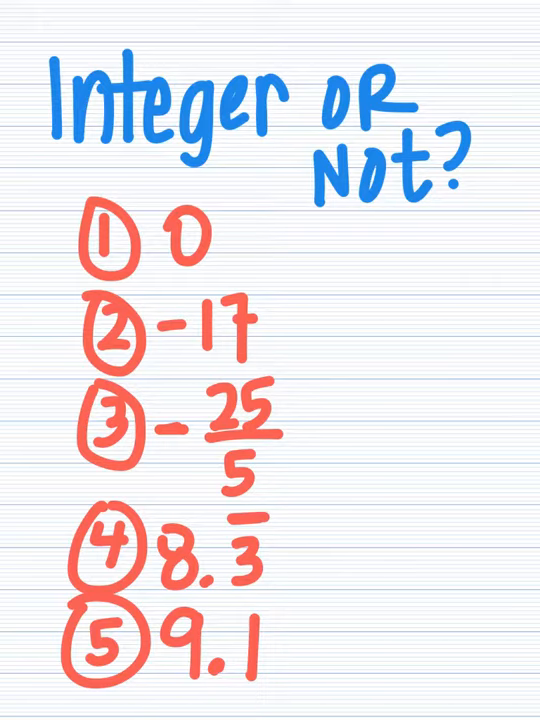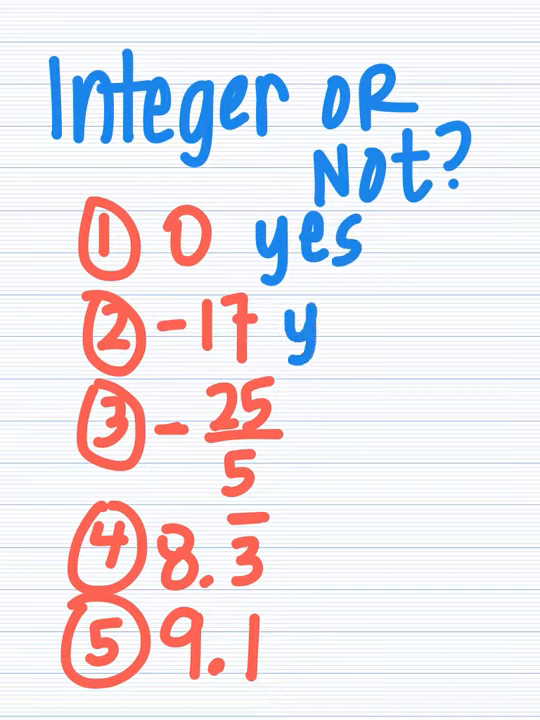Okay, so remember what I just said. Integers are positive and negative whole numbers. So technically 0 is a whole number, so yes, we would say that's an integer. Number 2, negative 17. Yes, that's a negative whole number.